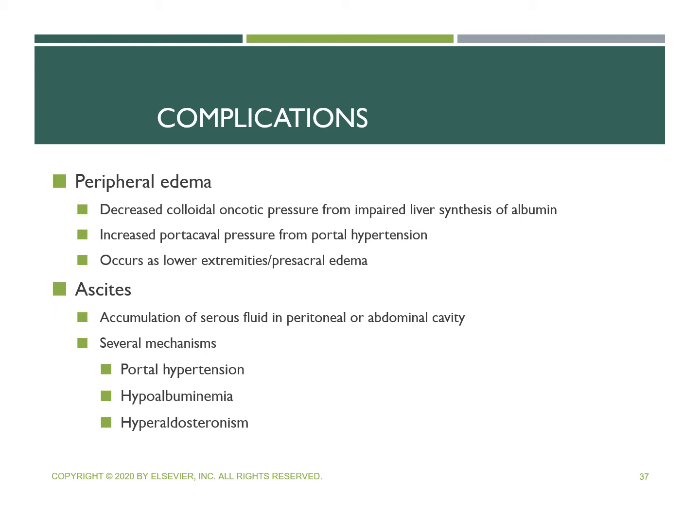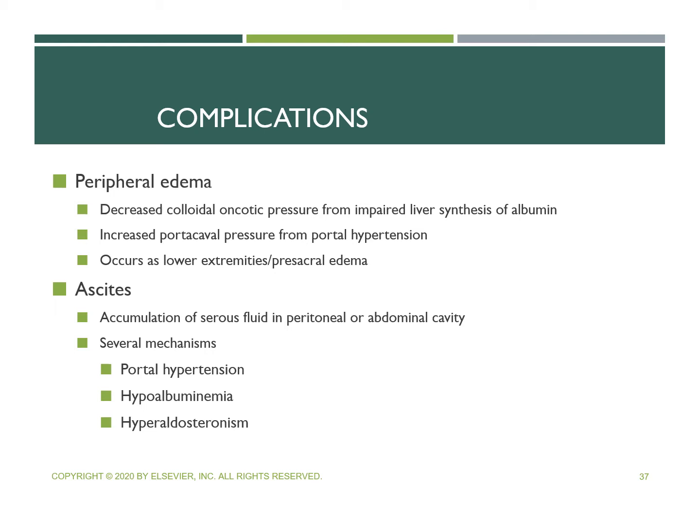Ascites is an accumulation of serous fluid in the peritoneal or abdominal cavity. So a patient with ascites has a very, very taut abdomen. It's very large, and it's so tight that you're unable to pinch the skin, and it does impair the patient's breathing because the belly is so big.